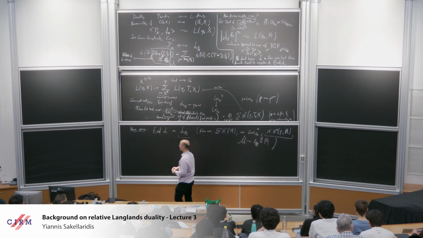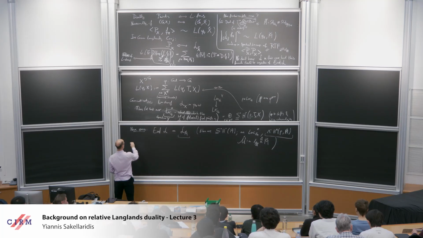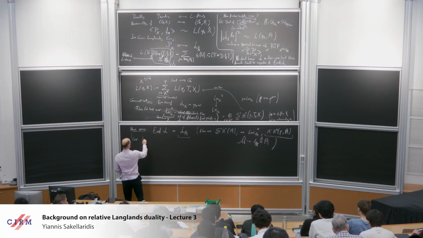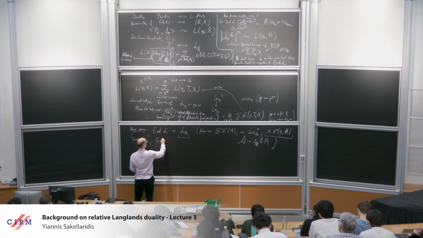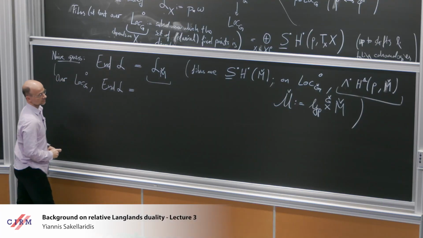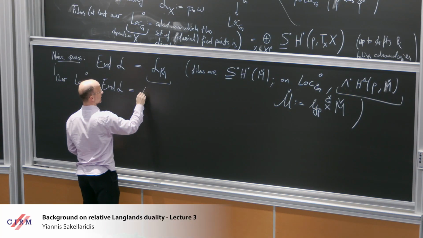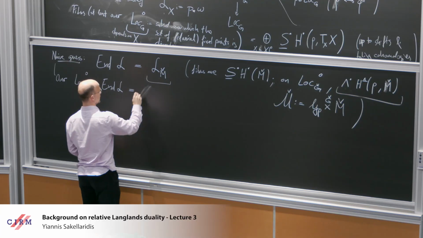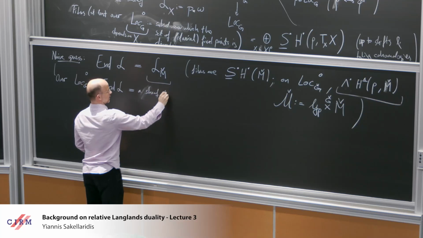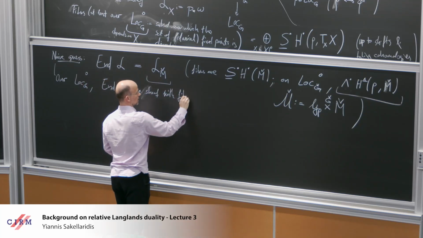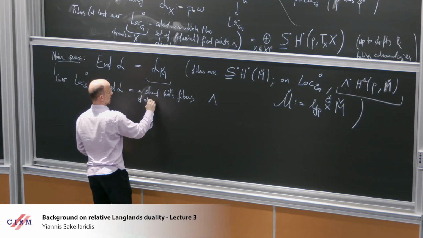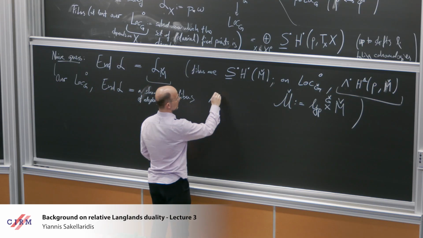So the naive guess would be that over log G check, the endomorphisms of the L sheaf is simply this exterior algebra, a sheaf of algebras with these fibers.